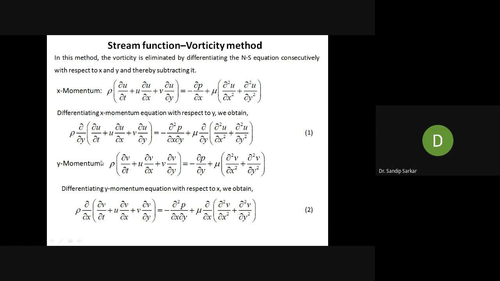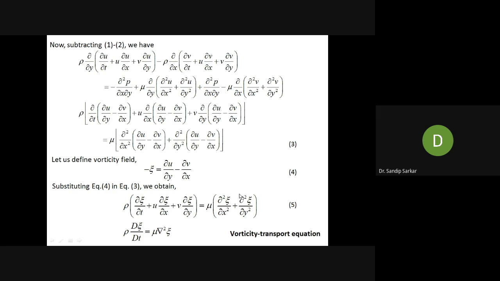And this is our y momentum equation: rho times del v del t plus u del v del x plus v del v del y equals minus del p del y plus mu times del 2 v by del x2 plus del 2 v by del y2. So these are the primary equations. Now how do we obtain the pressure field?